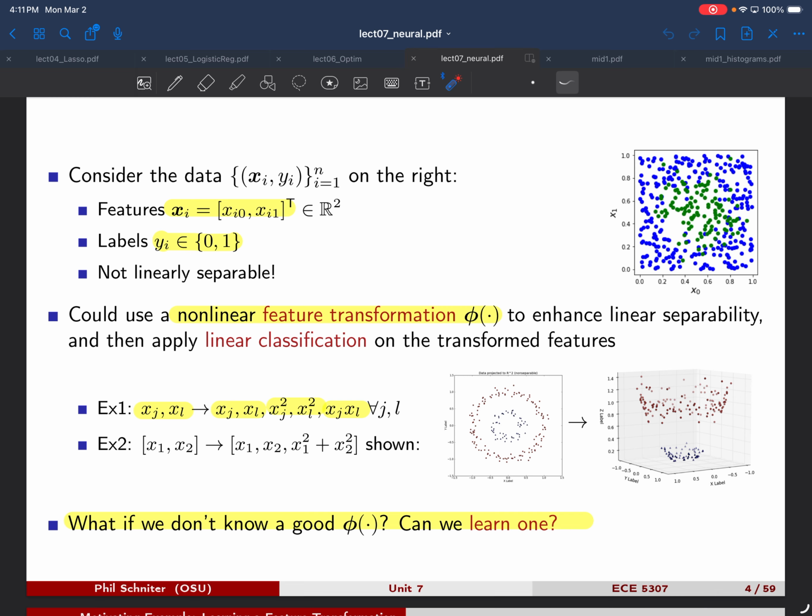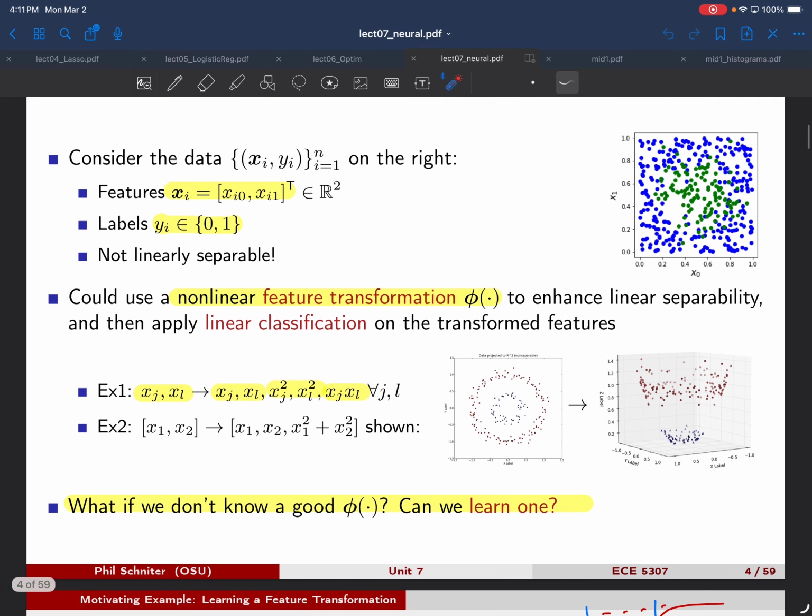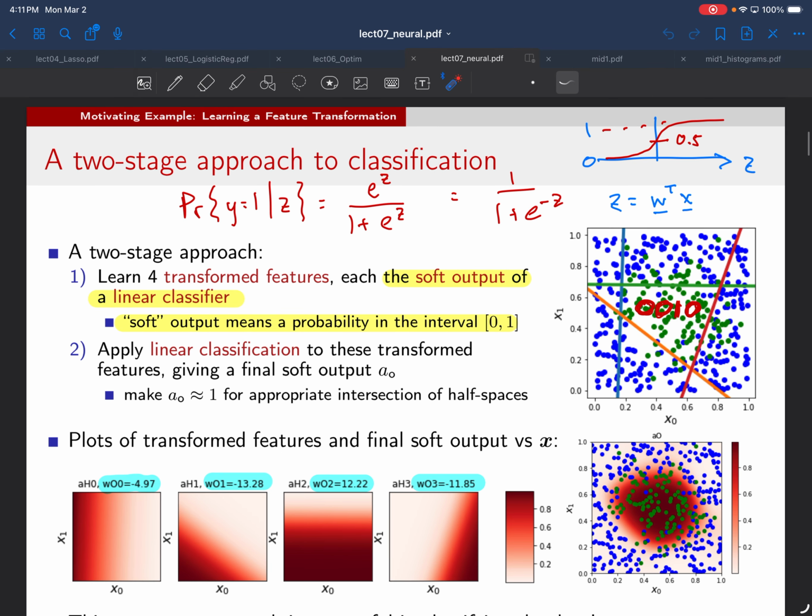So essentially, we can think of neural networks as a multi-stage classifier where the last stage is going to be a linear method, but then the earlier stages are building some kind of feature transformation that makes that linear classifier perform well. So the method that we're starting with is a two-stage approach. The first stage is going to learn 4 transformed features, and then the second stage is just going to do linear classification on those features.